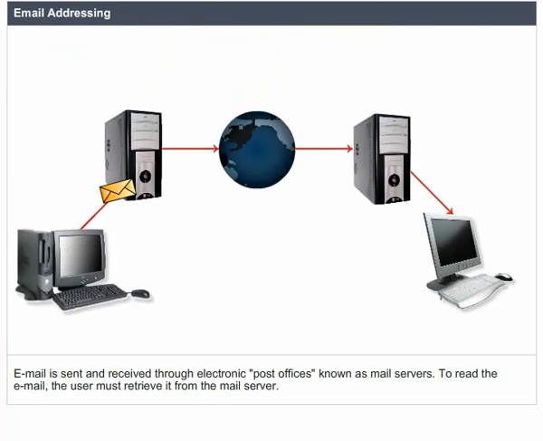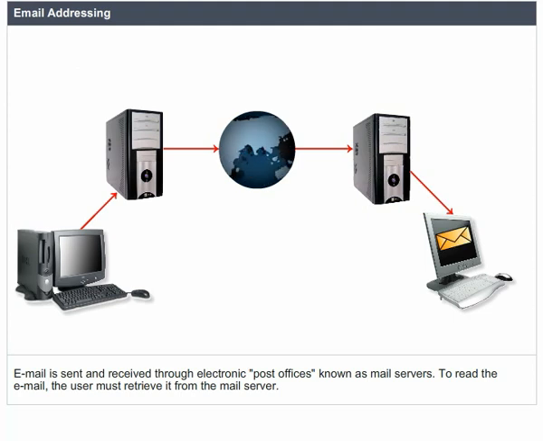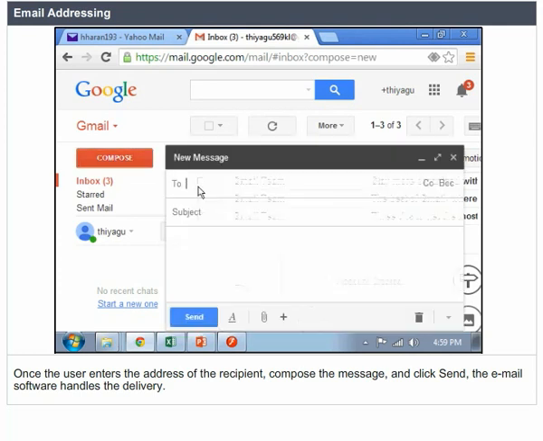Email is sent and received through electronic post offices known as mail servers. To read the email, the user must retrieve it from the mail server. Once the user enters the address of the recipient, composes the message and clicks send, the email software handles the delivery.